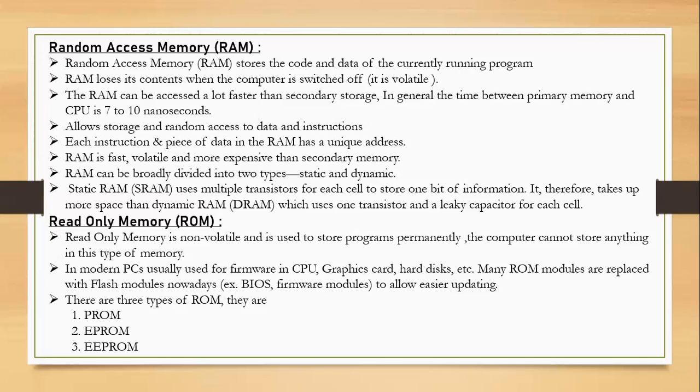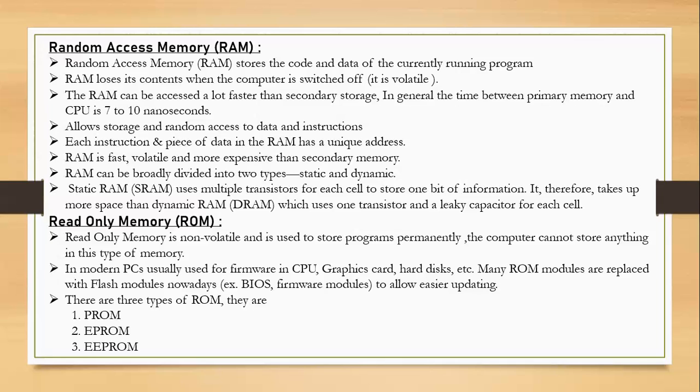Static RAM uses multiple transistors for each cell to store one bit of information. Therefore, it takes up more space than dynamic memory, which uses one transistor and a leaky capacitor for each cell. Each DRAM, dynamic RAM cell, uses one transistor and one capacitor.